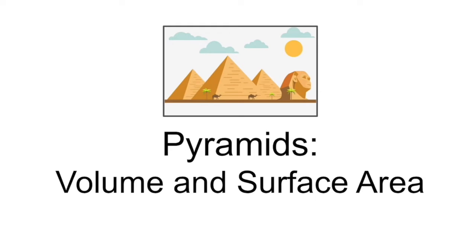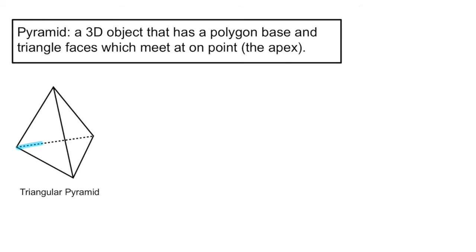Today we are going to be learning about the volume and surface area of pyramids. You might already know about the famous pyramids that you see in the picture from Egypt, but in geometry we have a lot of different types of pyramids. In geometry, our definition of a pyramid is a 3D object that has a polygon as a base and triangle faces which meet at a point called the apex.